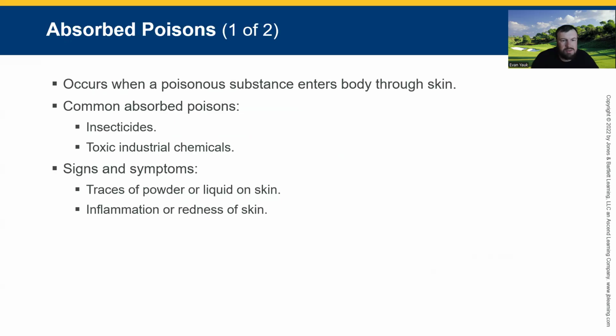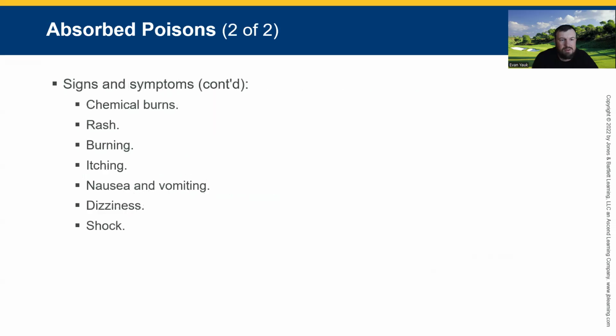Absorbed poison. This occurs when poisonous substances enter the body through the skin. Common absorption sources are insecticides and toxic industrial chemicals. So these come in powders and liquids most of the time. Inflammation or redness of the skin is what we're going to look for. Signs and symptoms are chemical burns, rash, burning, itching, nausea, vomiting, dizziness, shock, or panic attack.